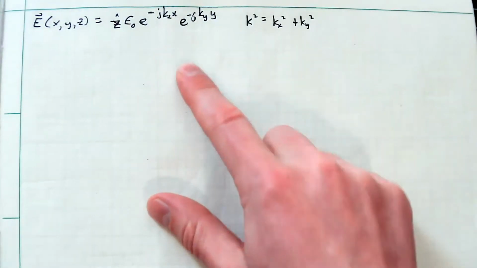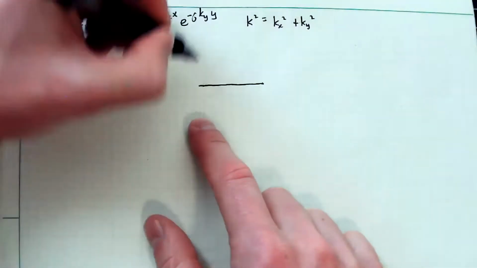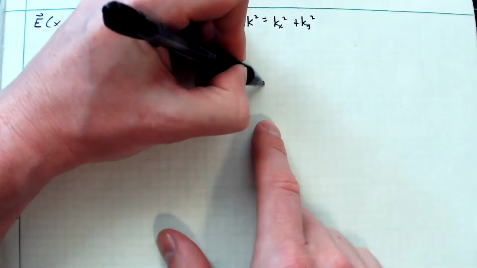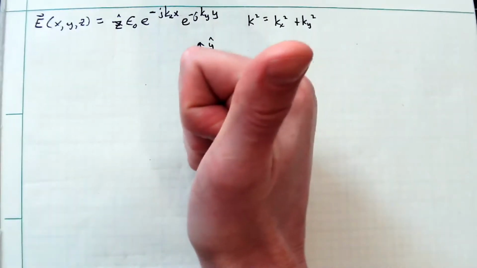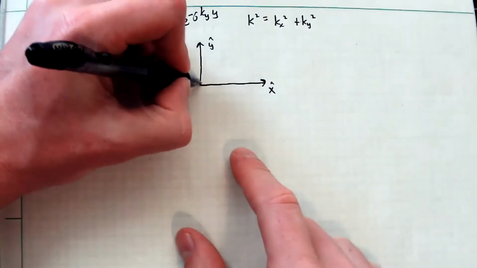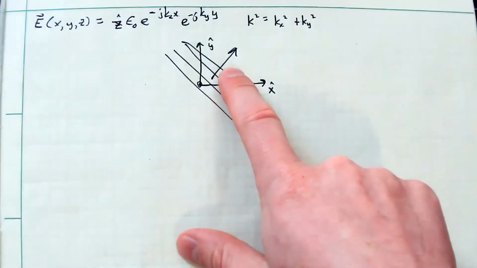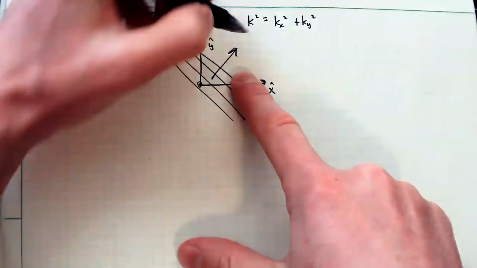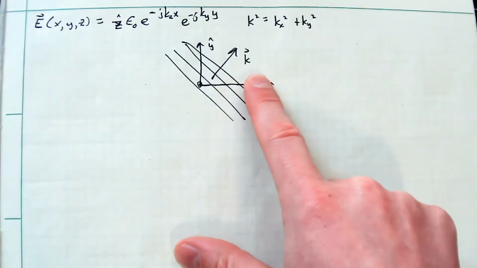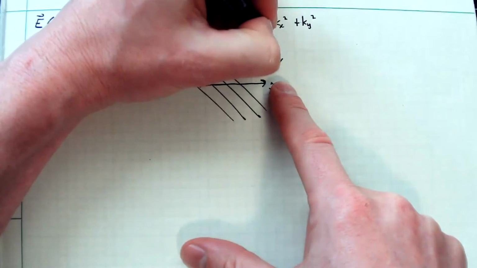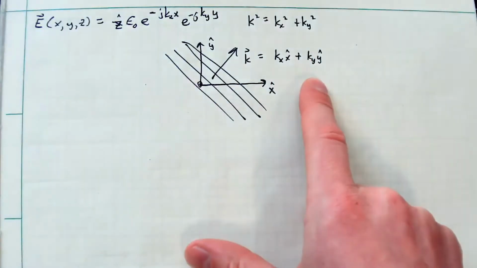So what this represents is, let's just draw some axes here. Here is my x, here is my y. My electric field is polarized along the z direction, but it's a uniform plane wave propagating in this direction here. So you can call this a wave vector, k, and denote it with a little arrow like that. And you can write this as kx x hat plus ky y hat.